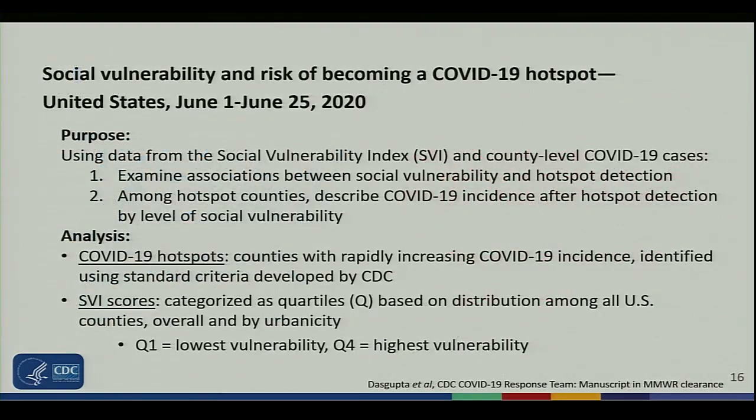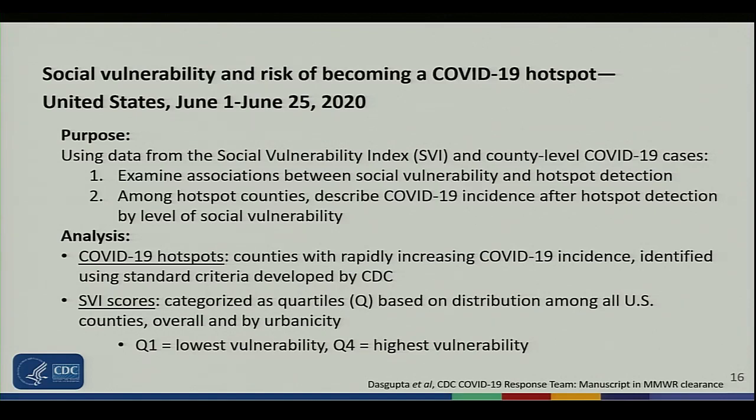Using data from the Social Vulnerability Index, or SVI, and U.S. county-level COVID-19 cases from June 1st to June 25th, a recent analysis examined associations between social vulnerability and the risk of becoming a COVID-19 hotspot, and among hotspot counties, described incidence after hotspot detection by level of social vulnerability. COVID-19 hotspots are counties with rapidly increasing COVID-19 incidence, identified using standard criteria developed by CDC.